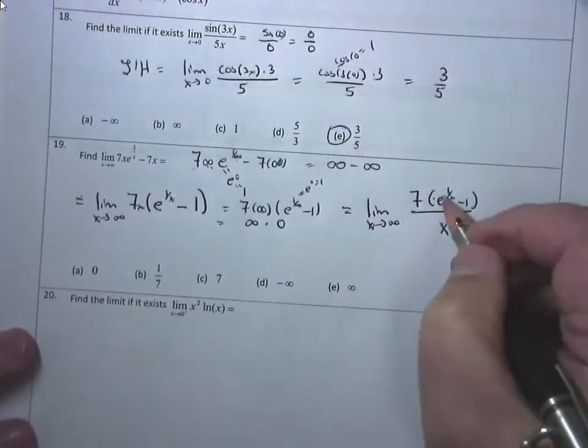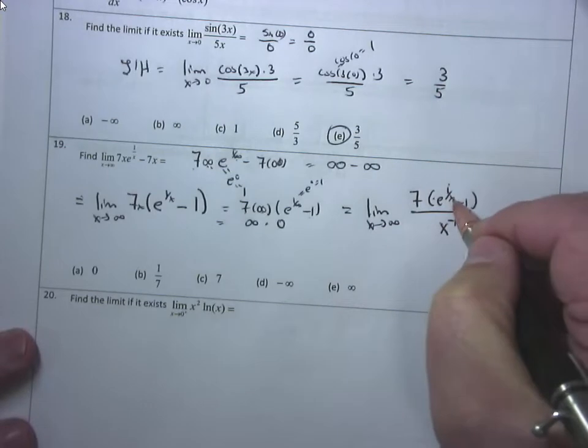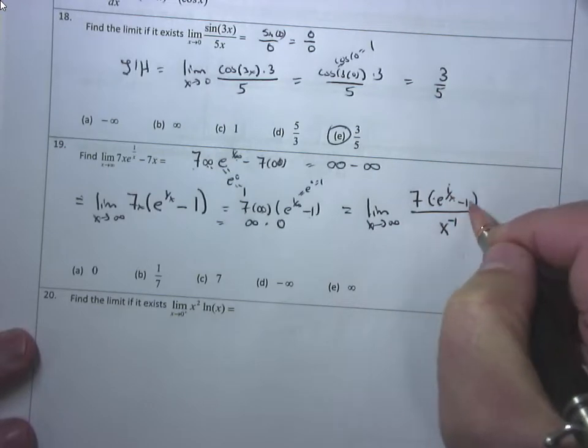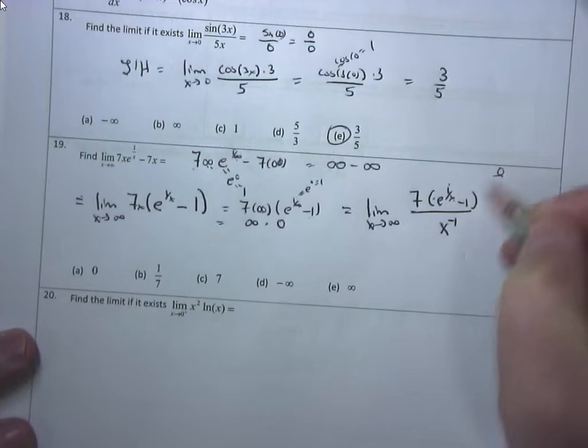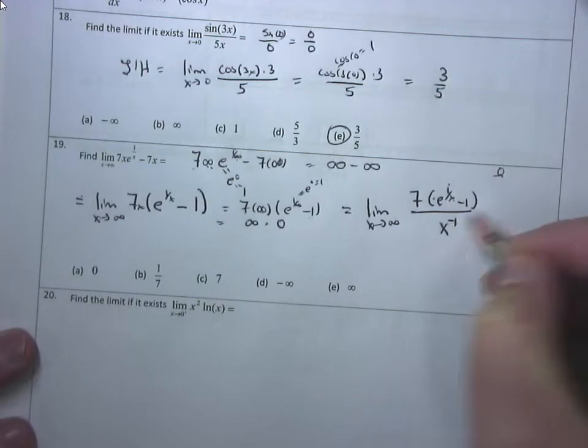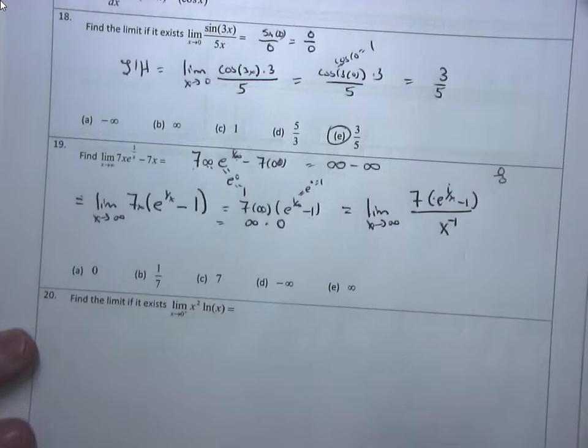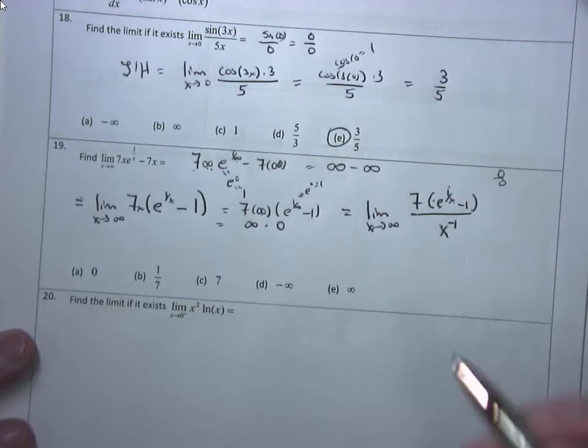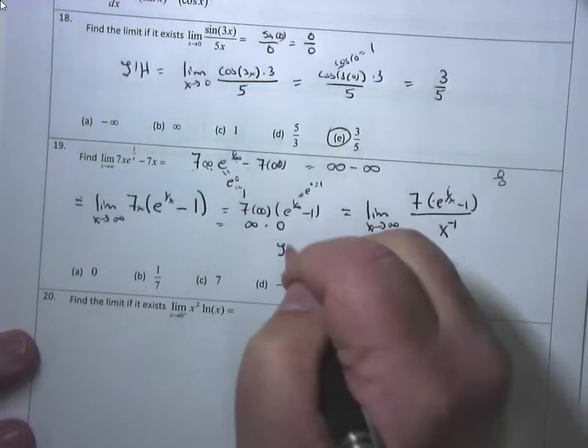And so when I plug this thing in, 1 over infinity is 0. E to the 0 is 1, minus 1 is 0, times 7 is 0. X to the negative 1, same thing as 1 over x. And plug in infinity, 1 over infinity is 0. It's 0 over 0. Just to let you guys know, this is L'Hopital's rule. So here we go. L'Hopital.